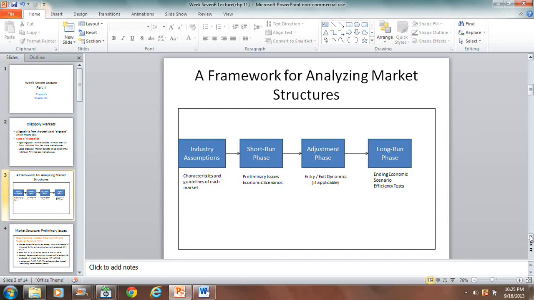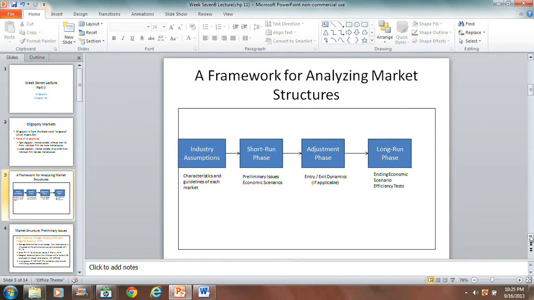And then we will look at the adjustment phase to see what type of activity takes place there in terms of firms moving into the industry and firms moving out, and how the industry starts to stabilize based on this entry-exit activity. And then we will tie things together in the long run, looking at the economic scenario that will tend to be more common for oligopoly in this case.